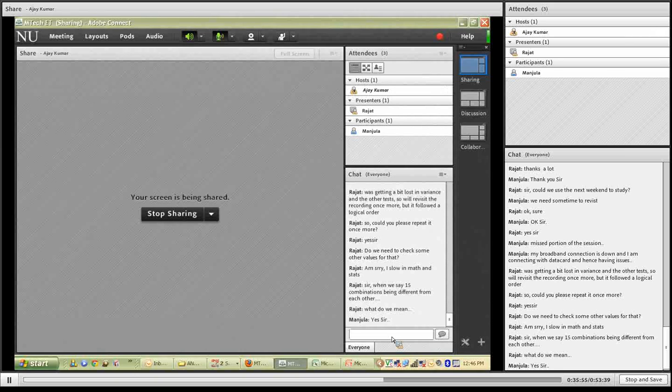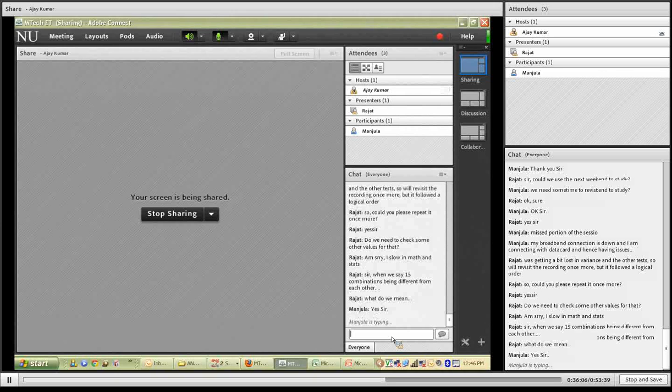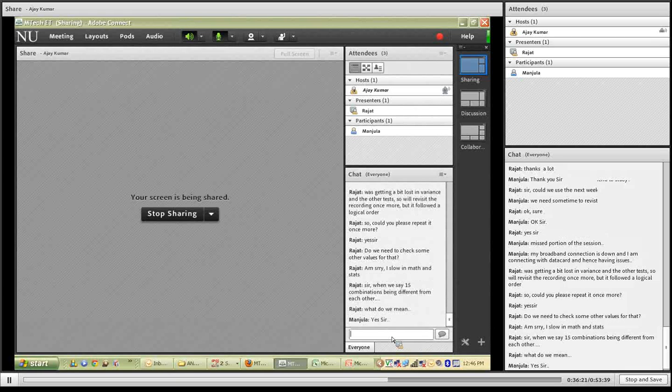So Rajat asked, when we say 15 combinations being different from each other, what do we mean? Rajat, what we were trying to do here is, now that we had 6 groups, 6 age groups, we said generally about these 6 groups that they are different from each other. That was the result of ANOVA. Now what we were trying to see is this difference which ANOVA gave as significant for all the 6 groups. Maybe that in actuality these 6 groups are no different from each other.